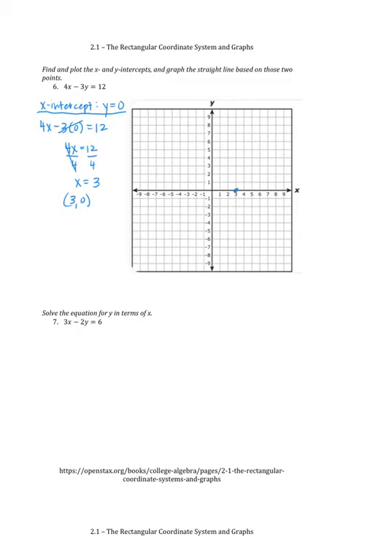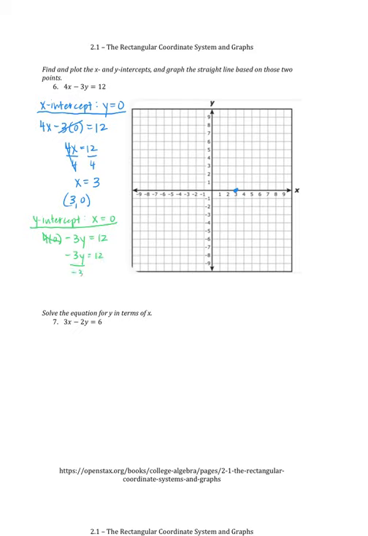So to find the y-intercept, I know that x has to be 0. So I'm going to plug in 0 for x. So 4 times 0 minus 3y equals 12. That's going to be 0. So negative 3y equals 12.